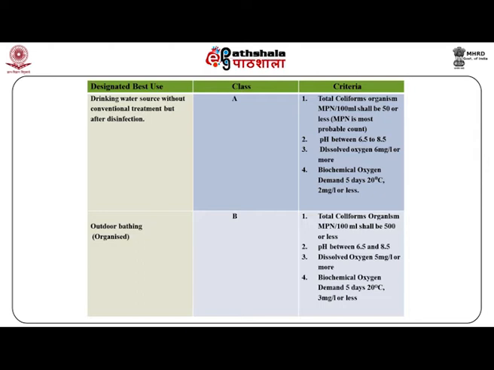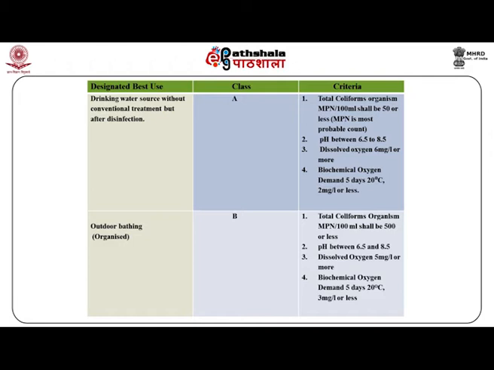First one would be the drinking water source without conventional treatment but after disinfection. This belongs to class A. Now let us discuss the criteria. First is the total coliform organisms, that is the MPN in 100 ml water, shall be 50 or less. MPN is the most probable number. Second is the pH between 6.5 to 8.5, that is neutral to very slightly basic.